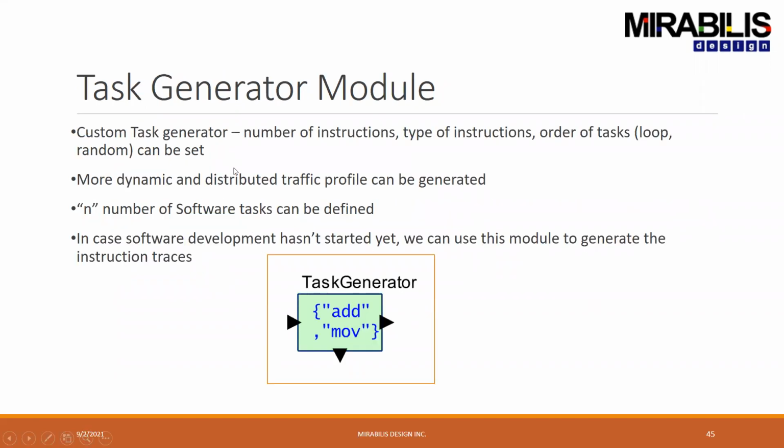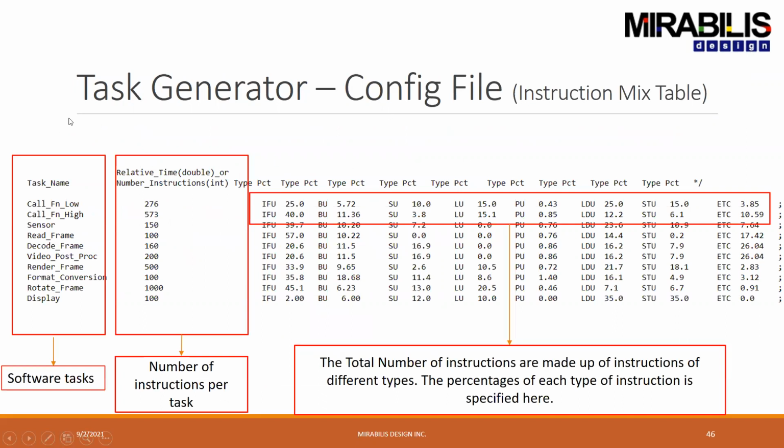So it's a custom task generator where we can define n number of software tasks using this module. So this module uses a file called instruction mix table, that is a text file, where the user can define n number of tasks in different rows. So each row is a task definition, and each has a task name. So we can see here the sensor task, read frame task, and the task numbers associated with it. So read frame task has only 100 instructions to be executed, decode frame 160, and then we can see that the rotate frame has 1,000 instructions.